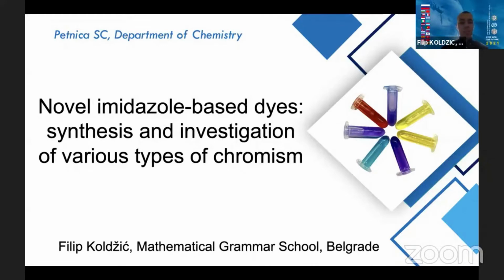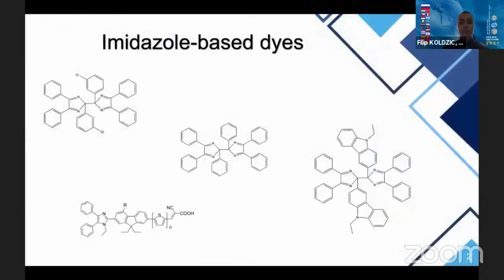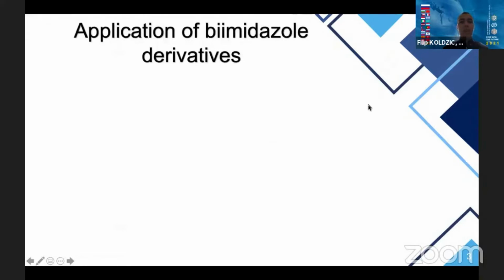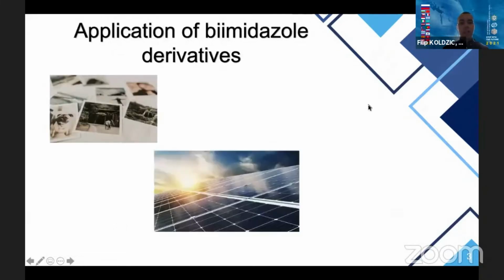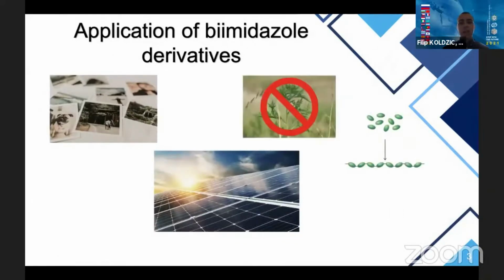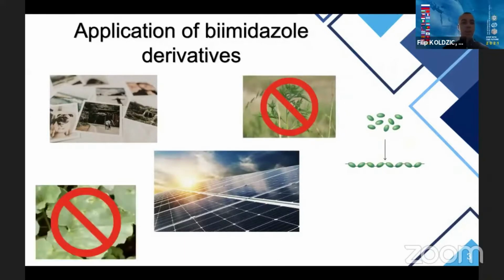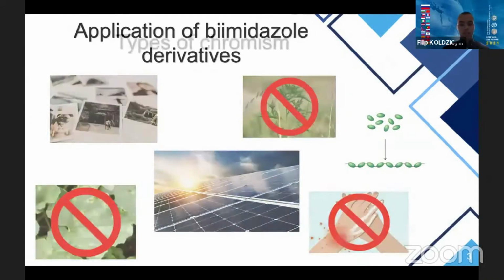My research is about novel imidazole-based dyes, their synthesis and investigation of various types of chromism. Imidazole-based dyes are present in our everyday life, and they have many potential applications. What they have in common is the imidazole functional group. They have various applications, for example, in making photographs, in designing solar cells, for initiating polymer reactions, and they could be used as herbicides, fungicides, and bactericides.